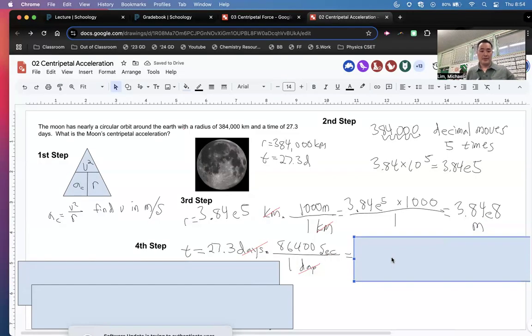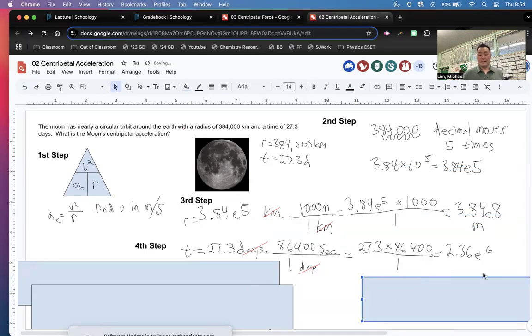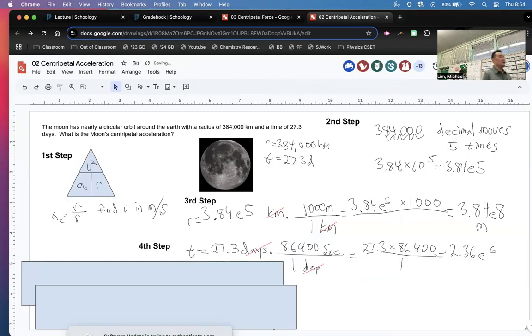And let's have a student calculate that for us. Elijah, you got a calculator? Grab a calculator. Put in 27.3 times 86,400. And then what's at the very, very end? Times 10 to the sixth. And if we round, 2.36 E6. E represents times 10.